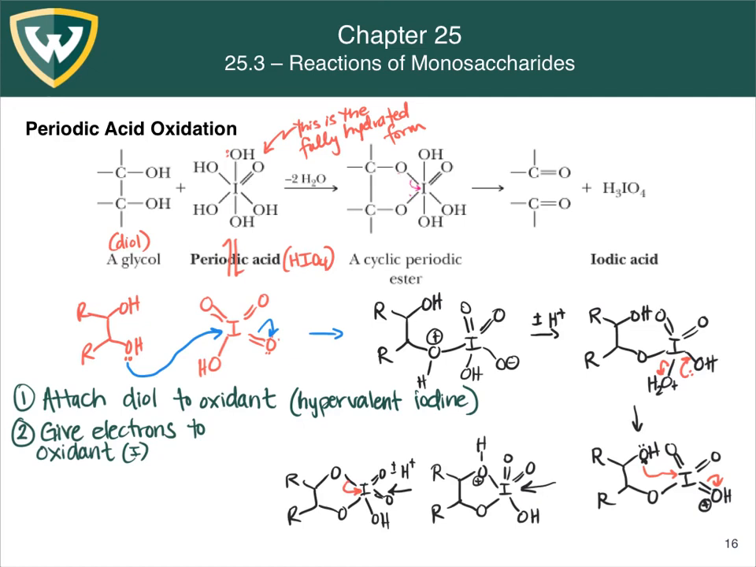Okay, so if we draw that arrow, that means that we need to draw an arrow that will replace electrons on this oxygen from which we stole electrons. So we're going to do that by breaking the carbon-carbon bond. If we do that, we're going to have a plus at the other carbon here, and so we prevent that by breaking the iodine-oxygen bond. So then we end up with two aldehyde groups and iodic acid as our byproduct.